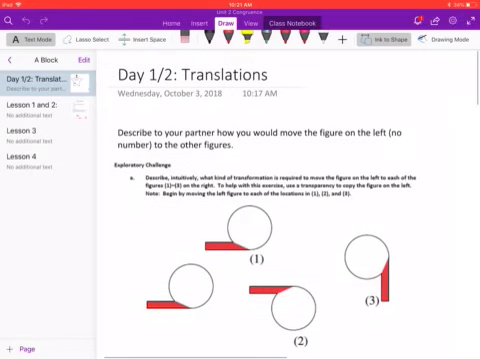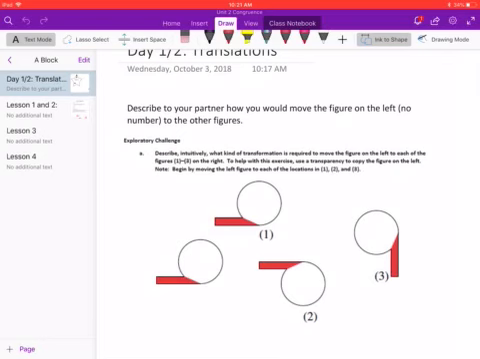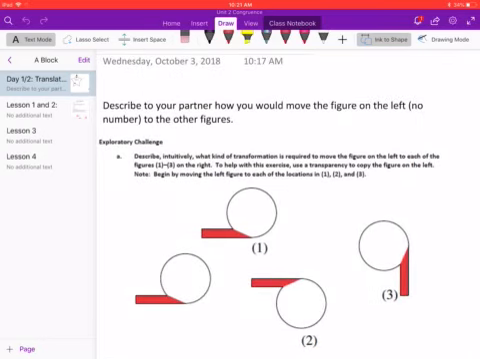So this is the first lesson in Unit 2. Unit 2 is all about congruence, and for the warm-up today, we should have talked about the difference between congruence and similarity, and we're just going to explore how we know if two figures are actually congruent.